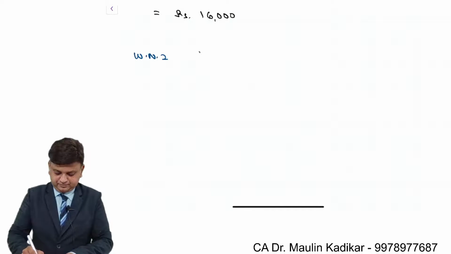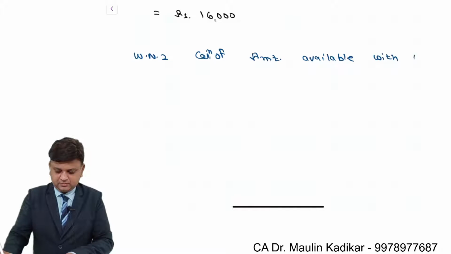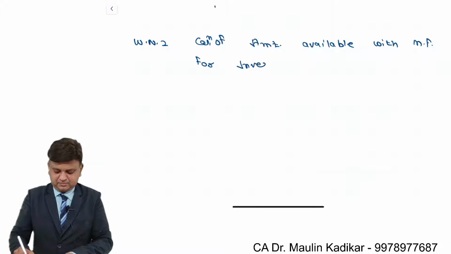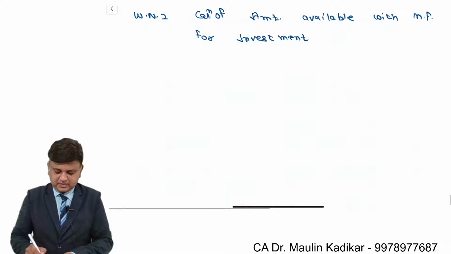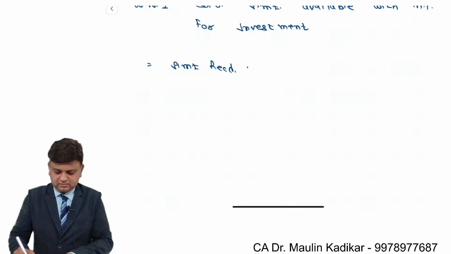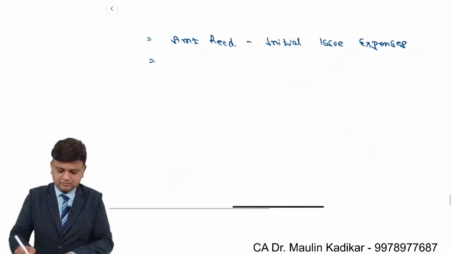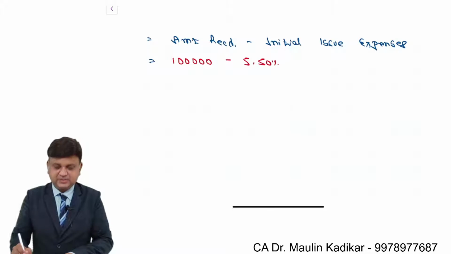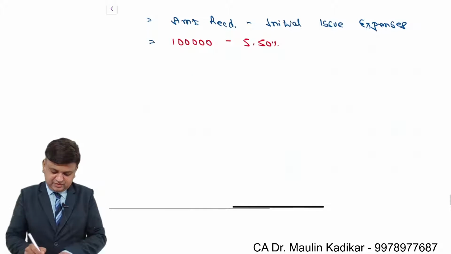Working note number 2, calculation of amount available with mutual fund for investment. In that, amount received minus initial issue expenses. Amount received is 1 lakh minus 5.5%. That comes to 94,500.